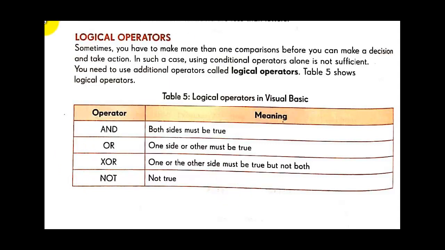So these are the logical operators: AND, OR, XOR, and NOT. There are some other logical operators also available, like NOR, and NAND. But in your book only 4 logical operators are given, that is AND, OR, XOR, and NOT.